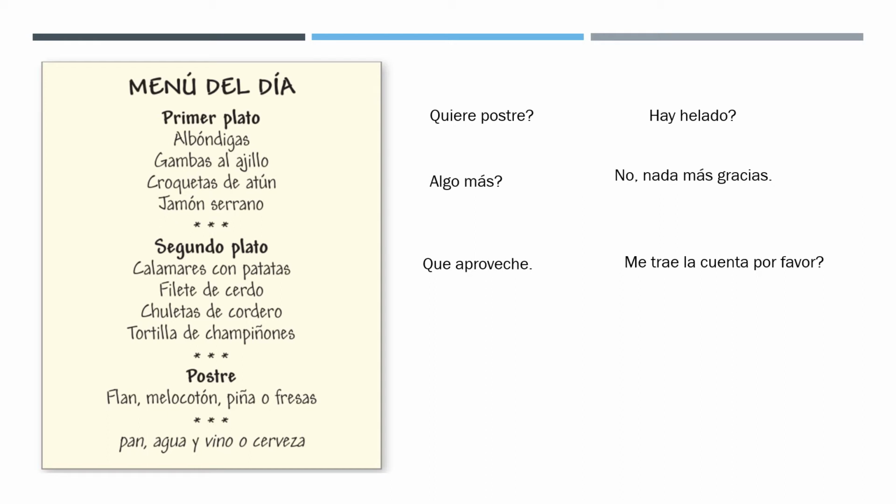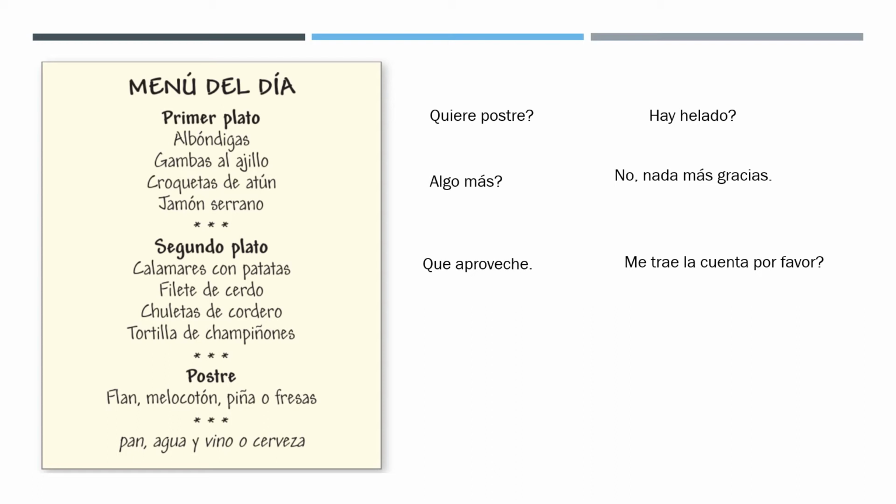On the left hand side you've got the phrases from the waiter, and on the right hand side you've got phrases from the customer. So the waiter might ask, ¿quiere postre? Do you want dessert? Quiere comes from the verb querer, to want. Quiero, quieres, quiere, queremos, queréis, quieren. I want, you want, he wants, we want, you want, they want. So you would reply quiero, sí quiero, or no, no quiero.